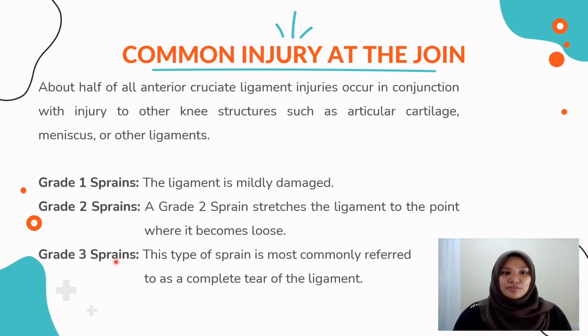A grade 3 sprain is most commonly referred to as a complete tear of the ligament. The ligament has been split into two pieces, and the knee joint is unstable. Partial tears of the anterior cruciate ligament are rare, but mostly ACL injuries are complete or near complete tears.